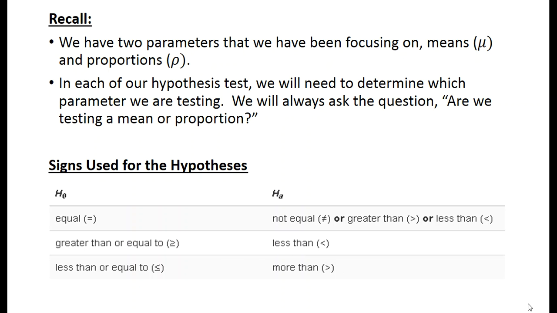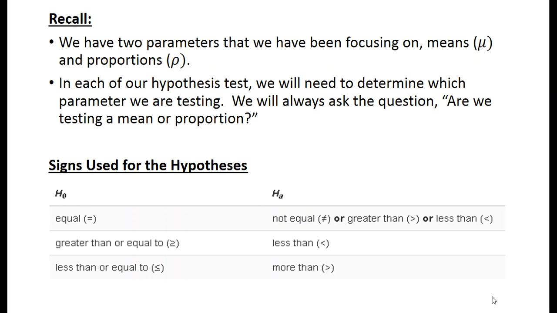Okay, so let's go ahead and recap what we've done so far. First thing, we've been looking at two parameters specifically. One is the mean, which is mu, and one is the proportion. We will be doing both of these parameters with hypothesis testing. So in each hypothesis test, we'll need to determine which parameter we're testing. So we'll always ask the question, are we testing a mean or a proportion?